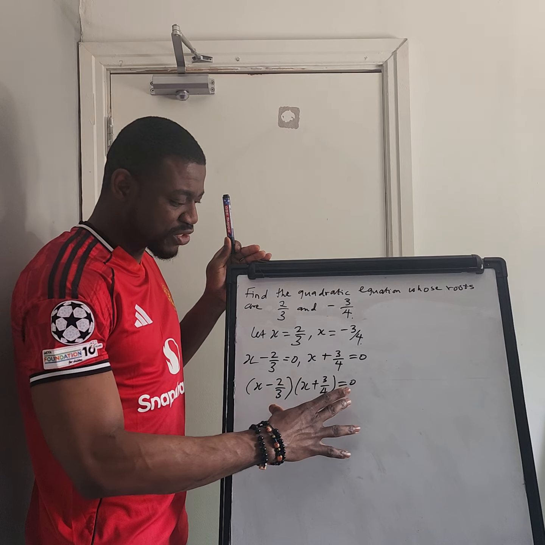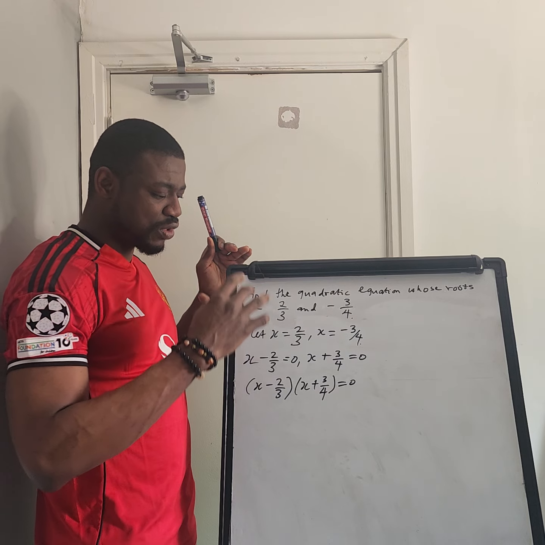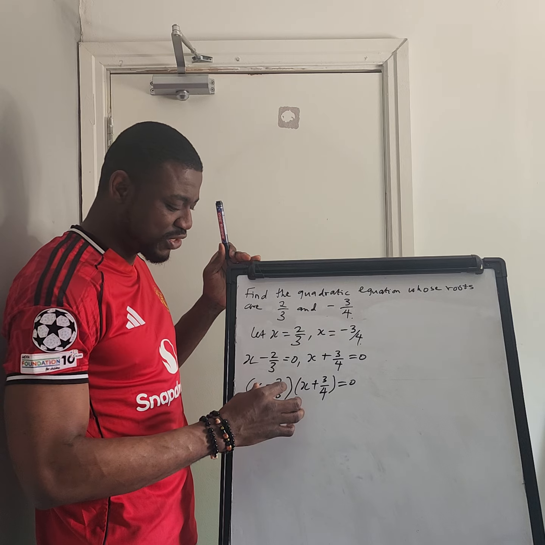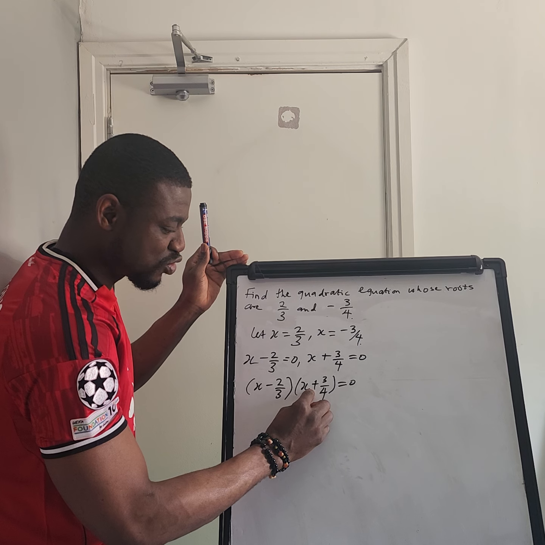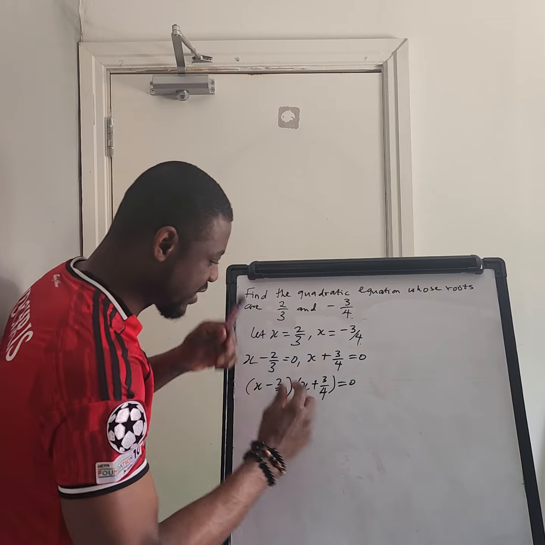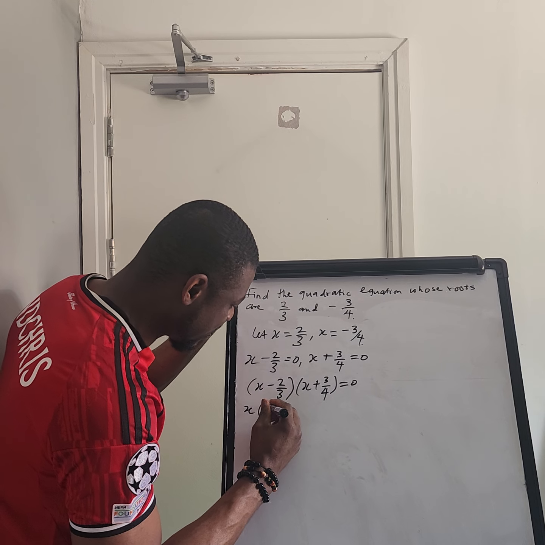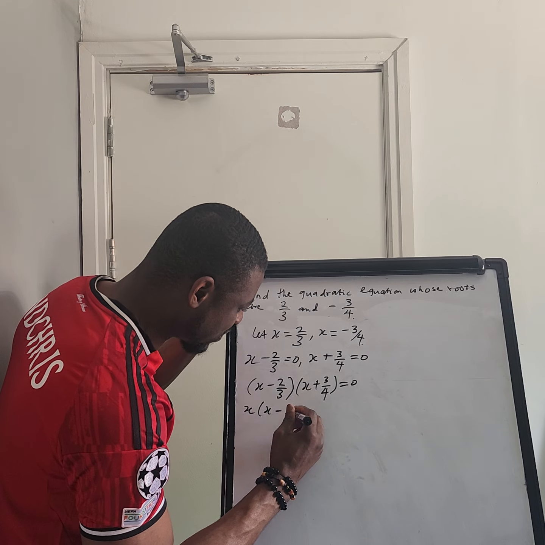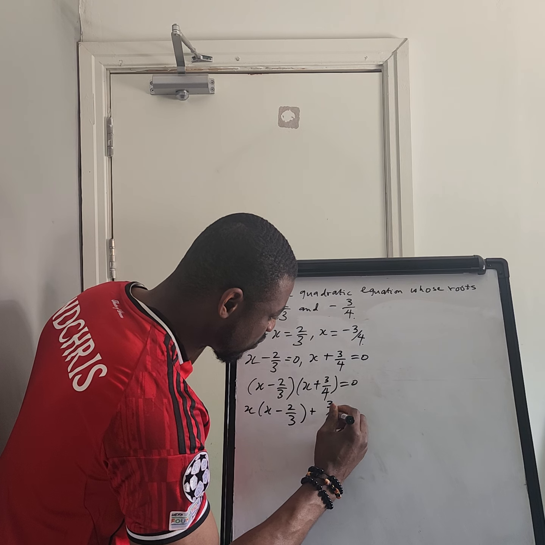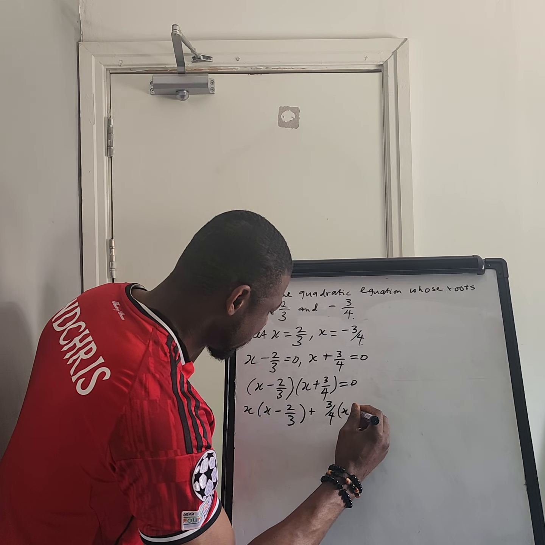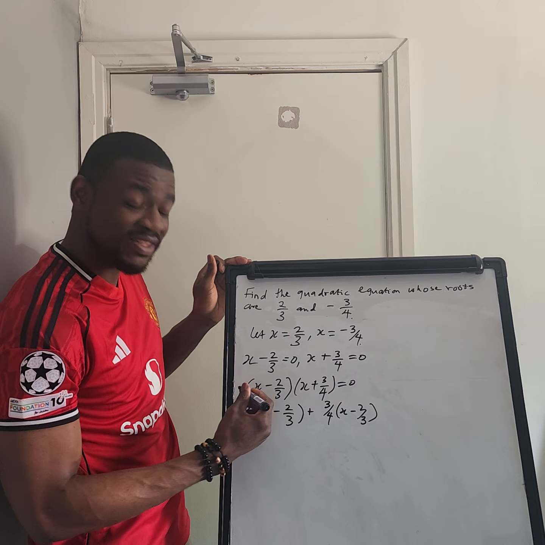A typical quadratic equation will have this kind of brackets. Now what are we going to do? We're going to multiply out the bracket. You can use this to multiply this, because the sign here is positive, so it will be easier. So I'm going to say x multiplied by x minus 2 all over 3. What's the sign here? Plus 3 all over 4 multiplied by x minus 2 all over 3. So I use this bracket to multiply everything here.